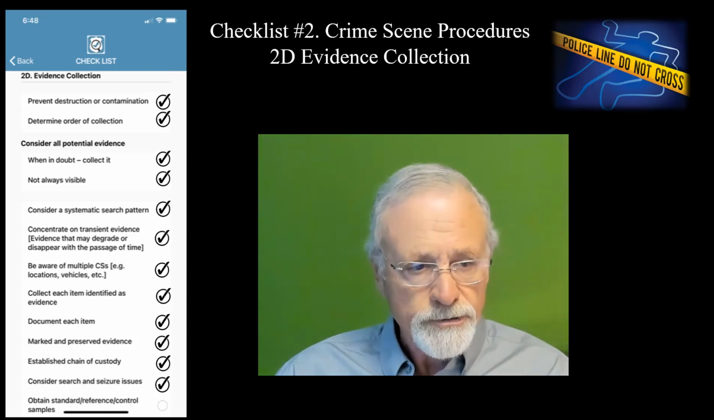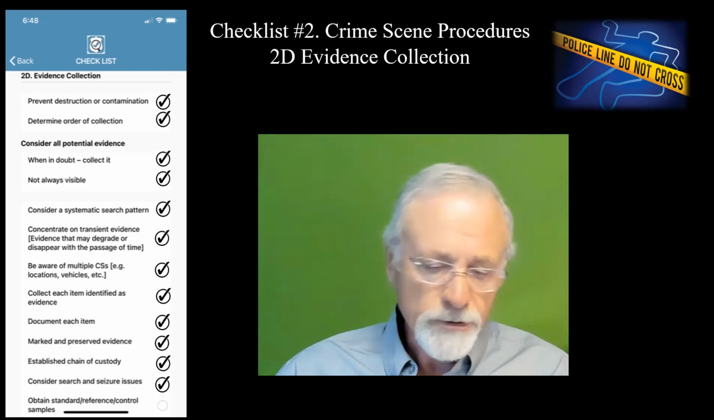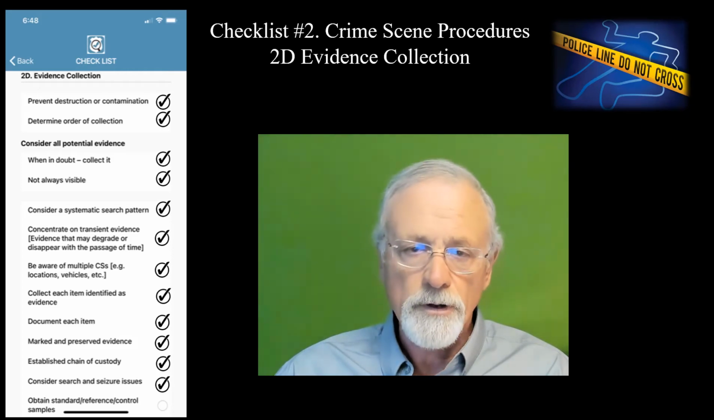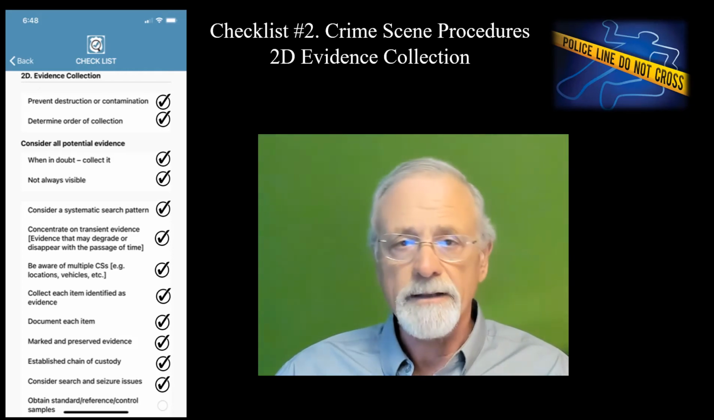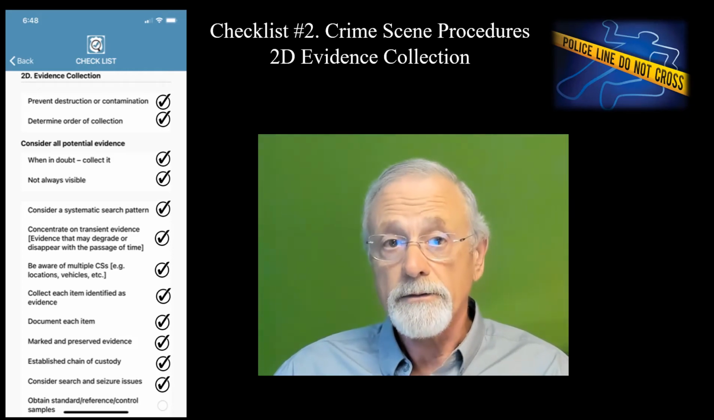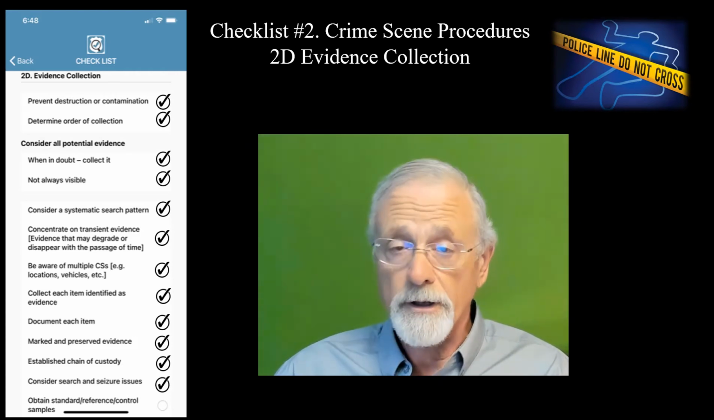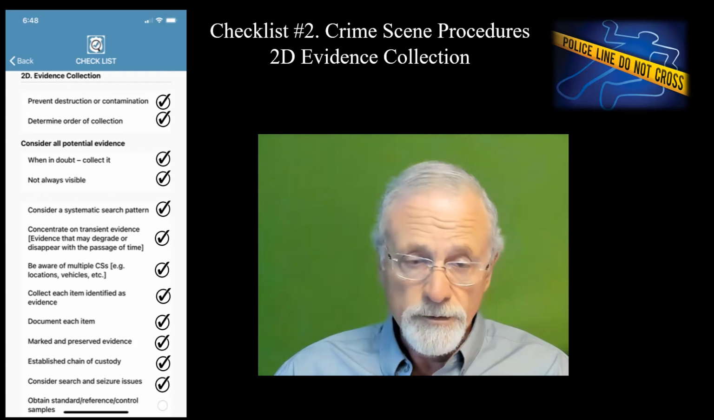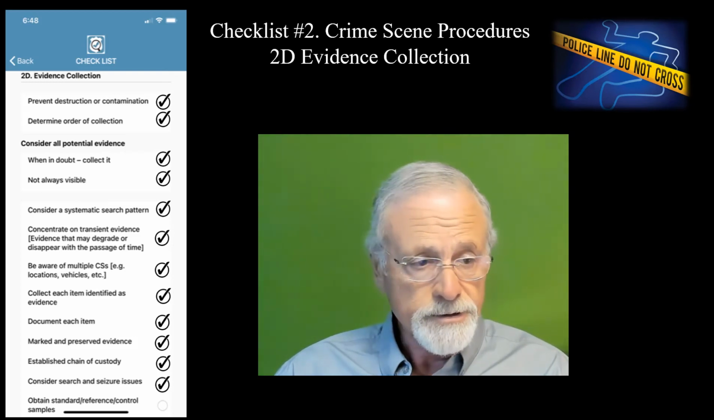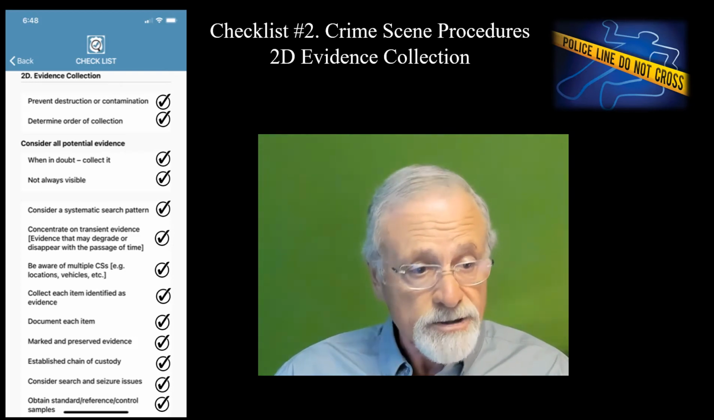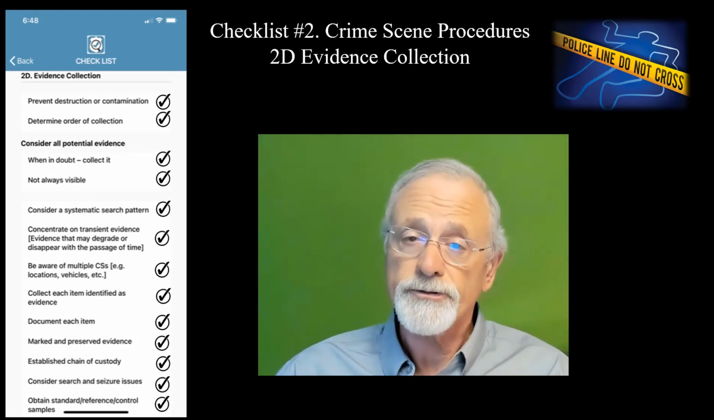Next one, consider search and seizure issues. Certainly make sure that you have proper search warrants, and if you have to go back at another time, that you again have a search warrant that's valid, or permission of the owner if that will suffice at a particular jurisdiction. And the last one, obtain standards, reference, and control samples.